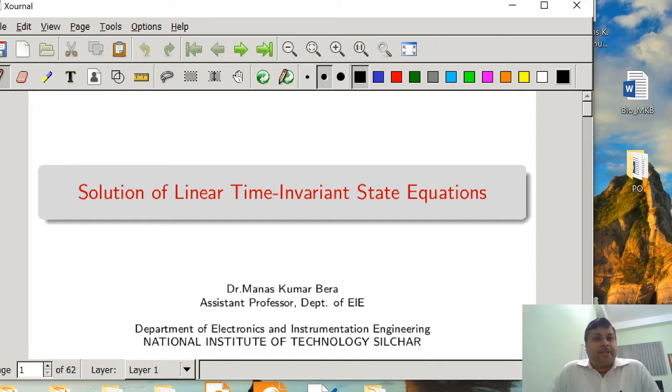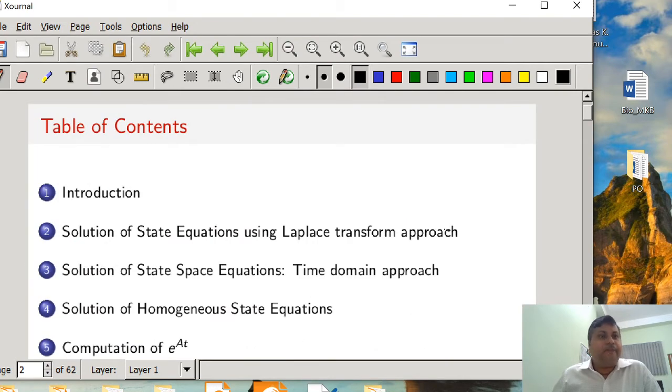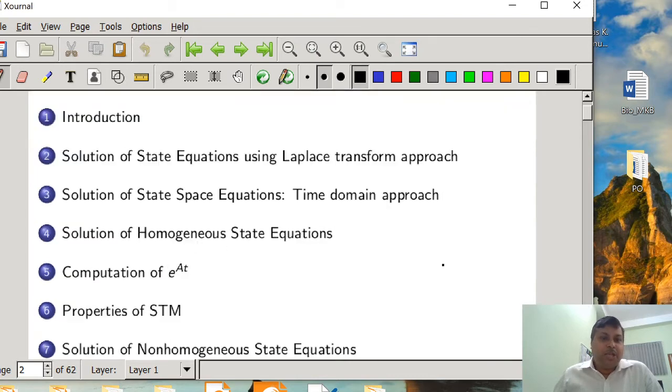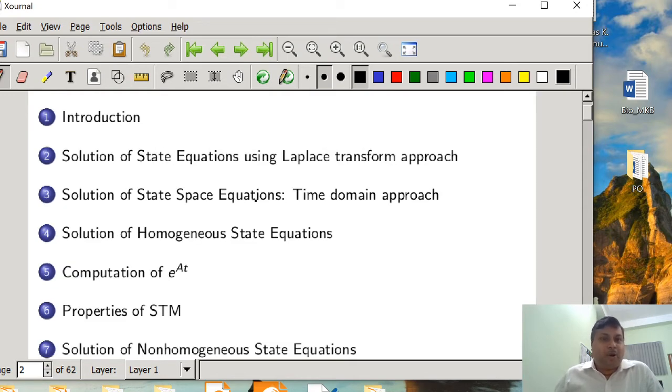So we were discussing the solution of linear time invariant state equations, and the contents of the discussion we have fixed are: the introduction, solution of state equations using the Laplace transform approach, solution of the state space equation by the time domain approach, and solution of homogeneous state equations, computation of e to the power At, properties of the state transition matrix, and solution of non-homogeneous state equations.